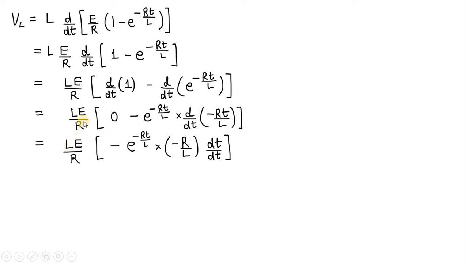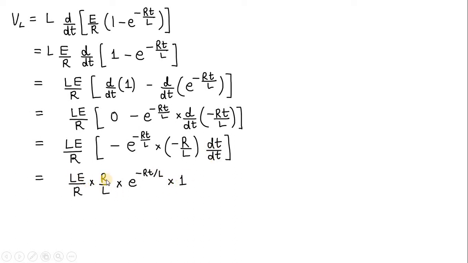In the next step, L E by R is outside, 0 is here, so that term is gone. We keep e power minus Rt by L the same, and now for d by dt of minus Rt by L: minus R upon L is a constant, so you take it out of the differentiation, and d by dt of t, that is dt by dt, becomes 1. Now let us simplify this. Minus into minus becomes plus, and R upon L can be brought outside. So L E by R into R by L, and e power minus Rt by L remains here, into 1, since dt by dt is 1.